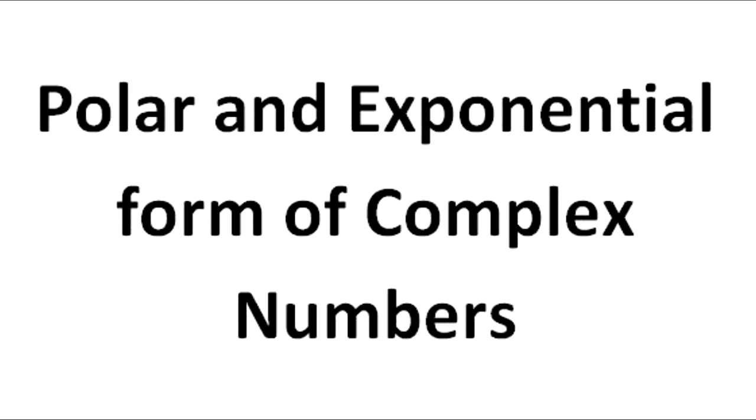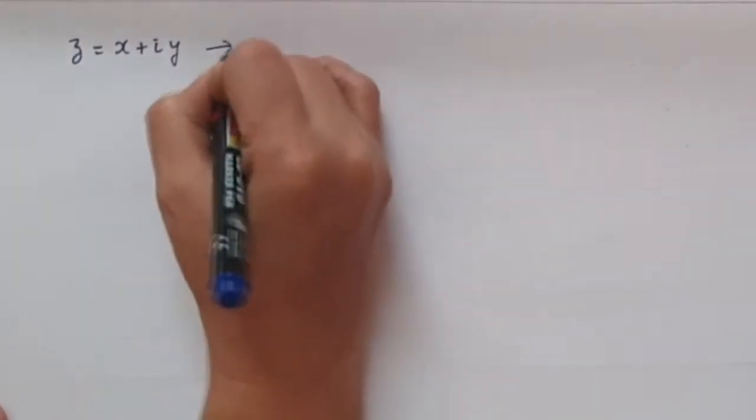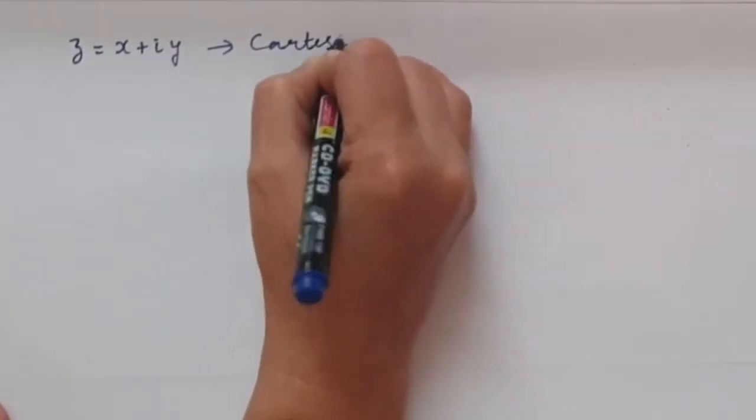Polar and exponential form of a complex number. A complex number can be expressed in three different forms. The general form of a complex number is z equal to x plus iy, and this is called writing the complex number in Cartesian form.